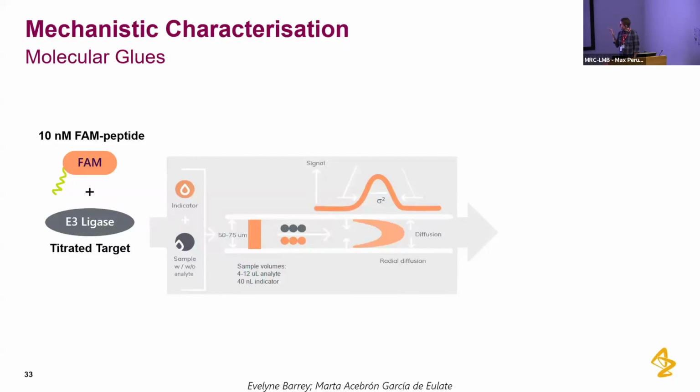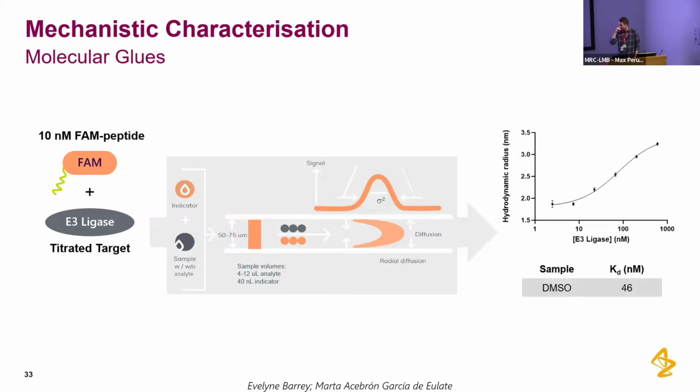So in the experiment, we have a fixed concentration of the labeled peptide, and we do a titration of the E3 ligase, and we determine the hydrodynamic radius of the peptide under those conditions. And you can see that as you increase the concentration of the ligase, we see this increase in the hydrodynamic radius as the peptide is forming a complex with the E3 ligase. And we can fit the data and we get a KD of 46 nanomolar in this case.